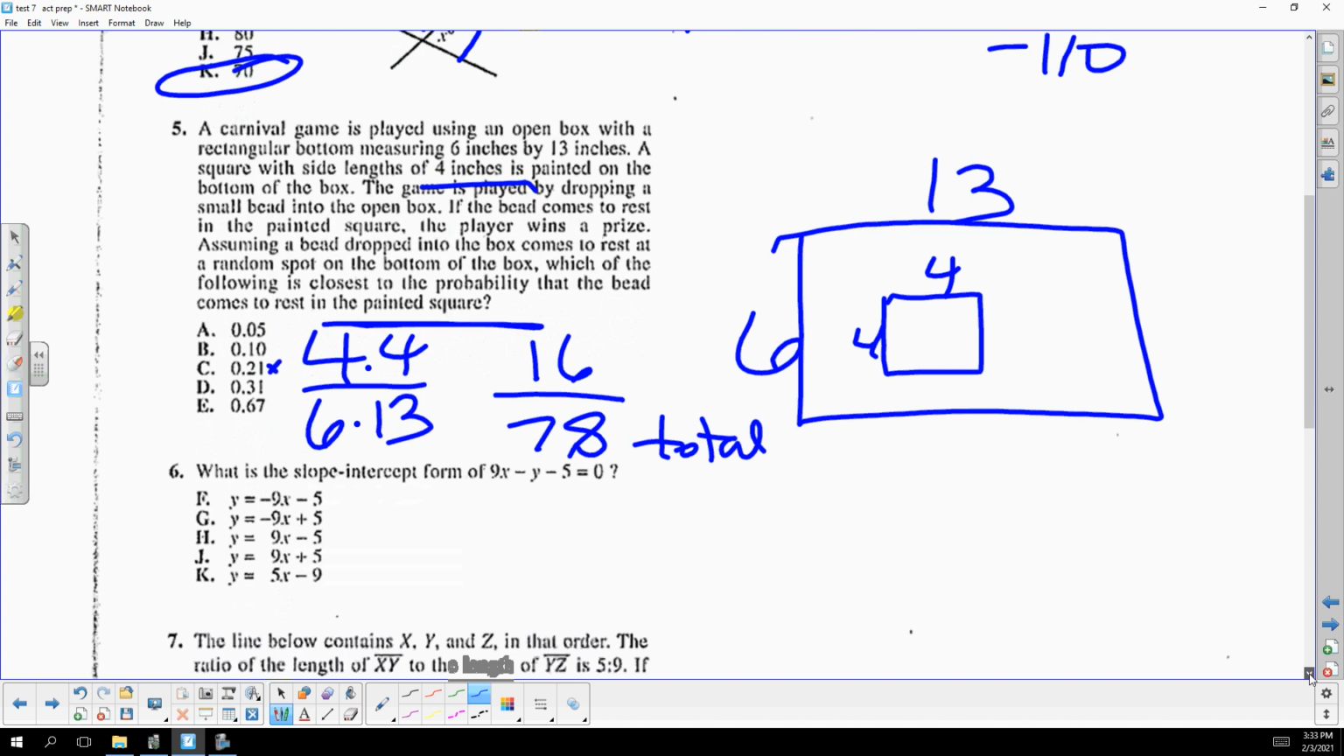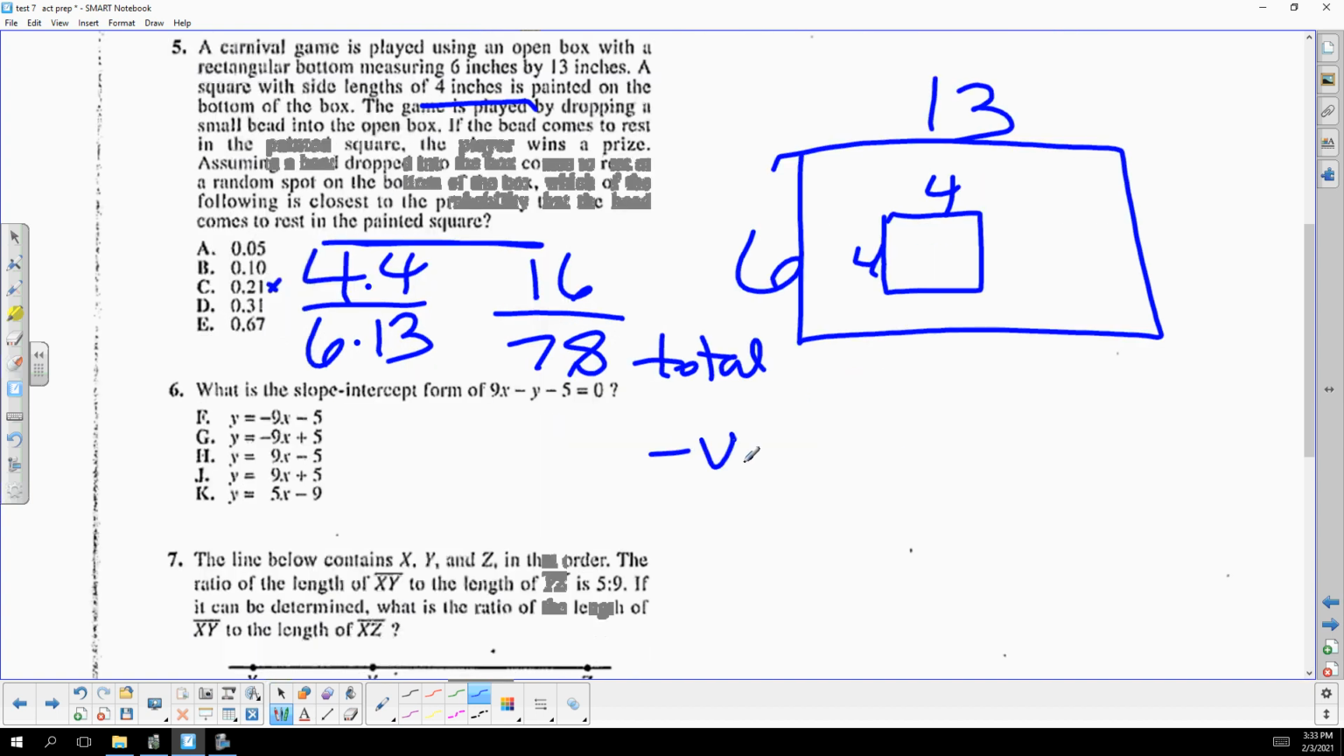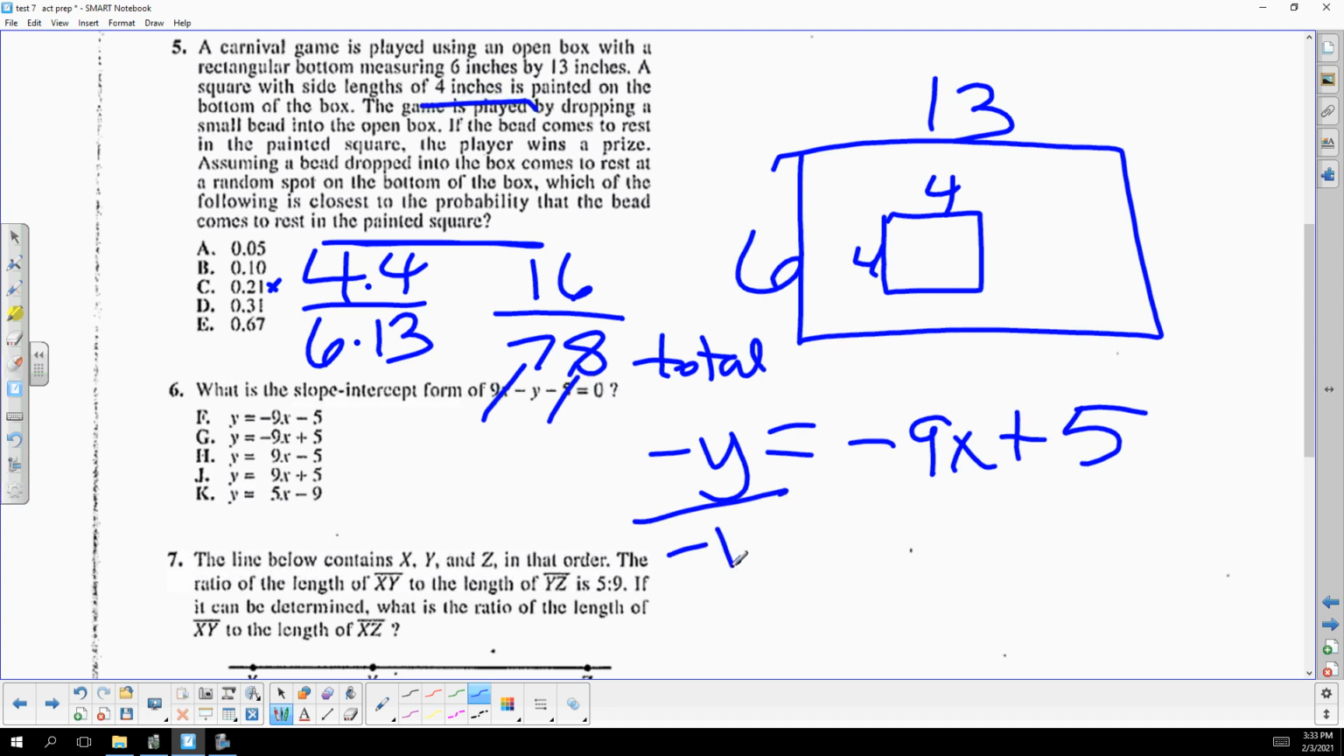Slope-intercept form means solve for y. So we keep the negative y and we toss the rest, negative 9x plus 5, and then we have to divide by -1. So the answer is 9x minus 5, choice H.